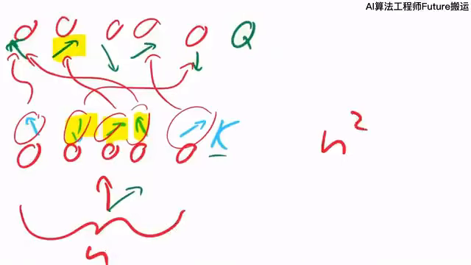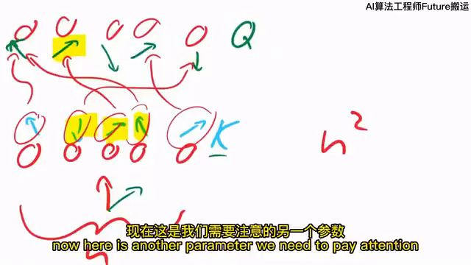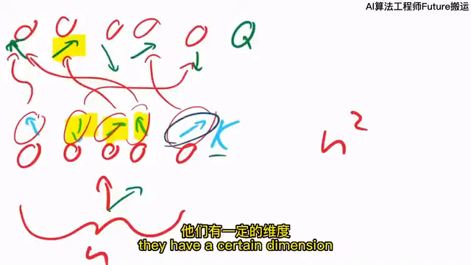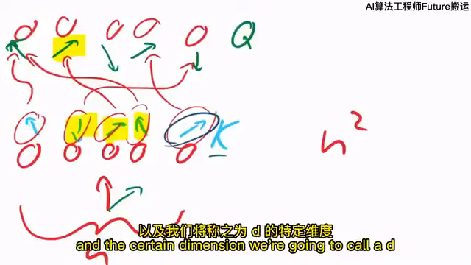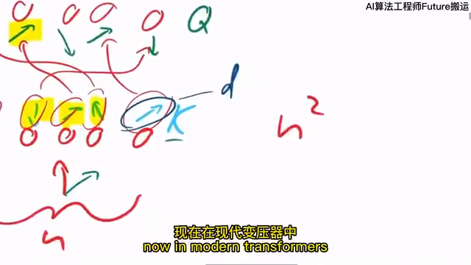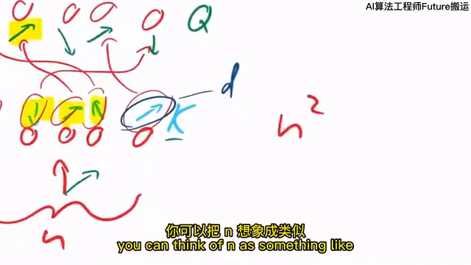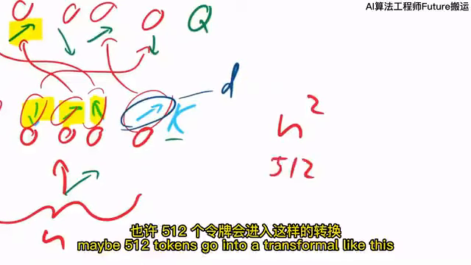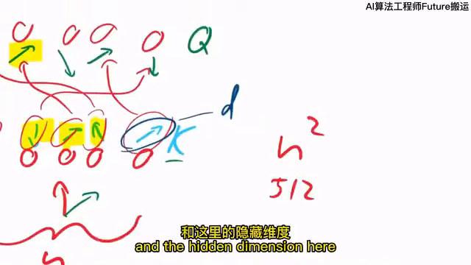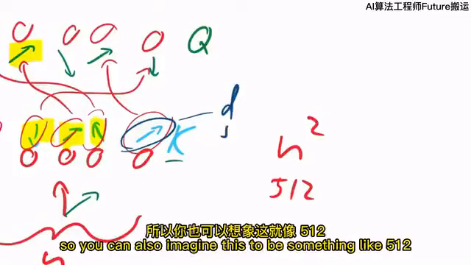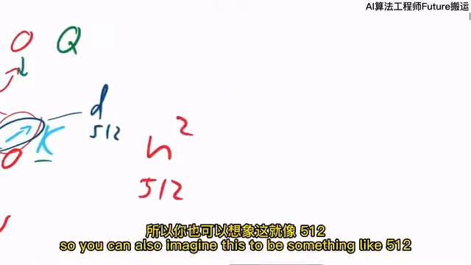Now here is another parameter we need to pay attention to. These vectors here have a certain dimension, and we're going to call that d, the embedding dimension of the vectors. Now, in modern transformers, you can think of n as something like maybe 512 tokens going into a transformer like this. And the hidden dimension here also is in the same order of magnitude, so you can also imagine this to be something like 512.